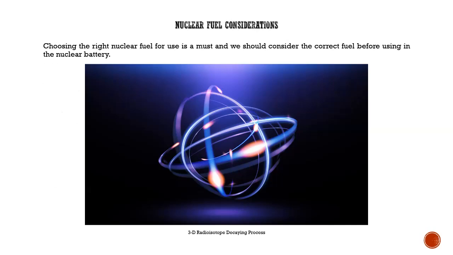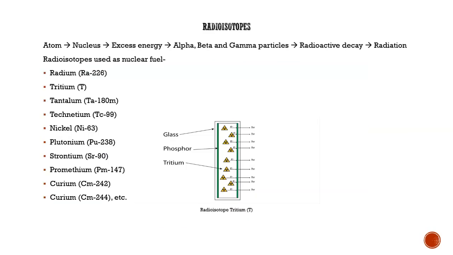So yeah, and this is the radioisotope tritium. You can see that it's covered in a glass capsule, and inside the capsule we have a phosphor coating. So these are the reflective materials, or we can say the materials which hold the tritium radioactivity inside this capsule.